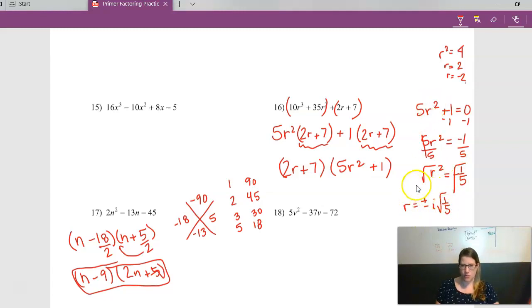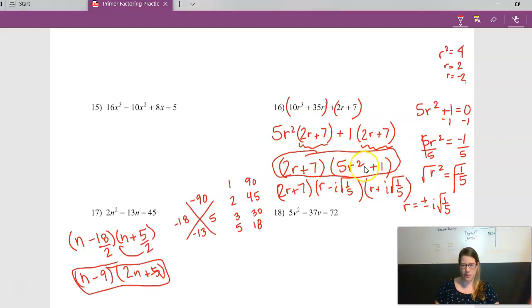Now these are the zeros or the roots. Remember, if I have the zeros or the roots, I can write them as factors in this form, where for the positive one I would have r minus i square root of 1/5, and for the negative one I would have r plus i square root of 1/5. For this assignment, let's just stick with this form. If it doesn't look like you can simplify that one anymore, then just leave it like that. But we will talk more about this later on.